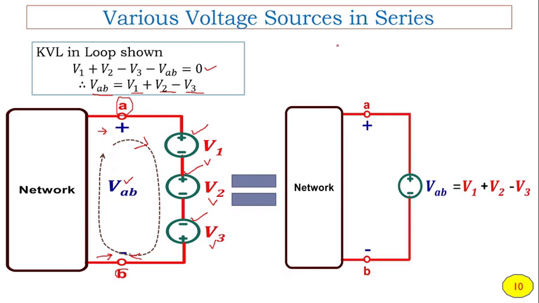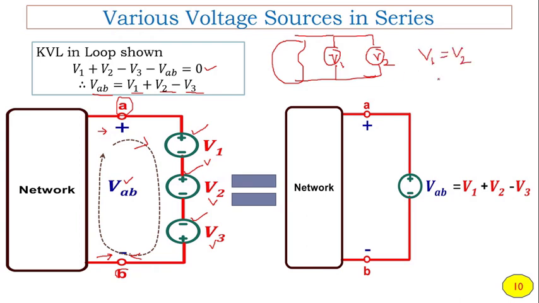A circuit cannot contain two voltage sources in parallel unless V1 and V2 are equal. Otherwise, KVL will be violated.